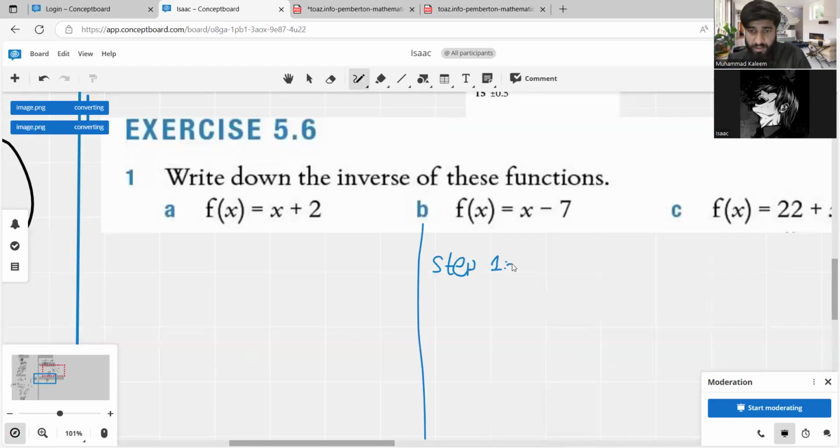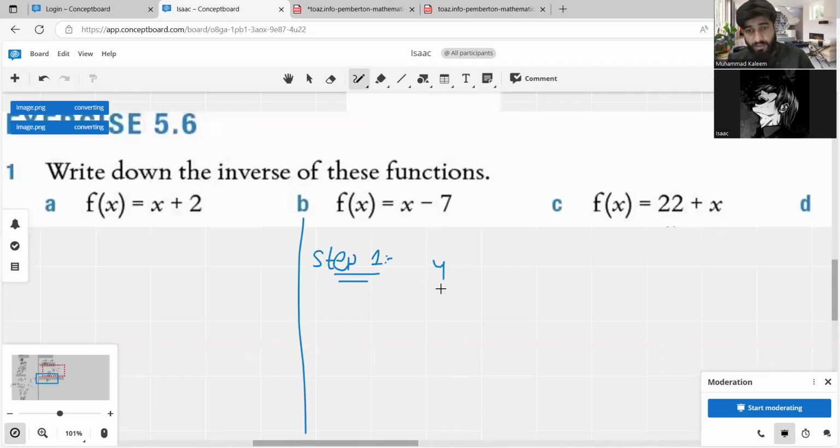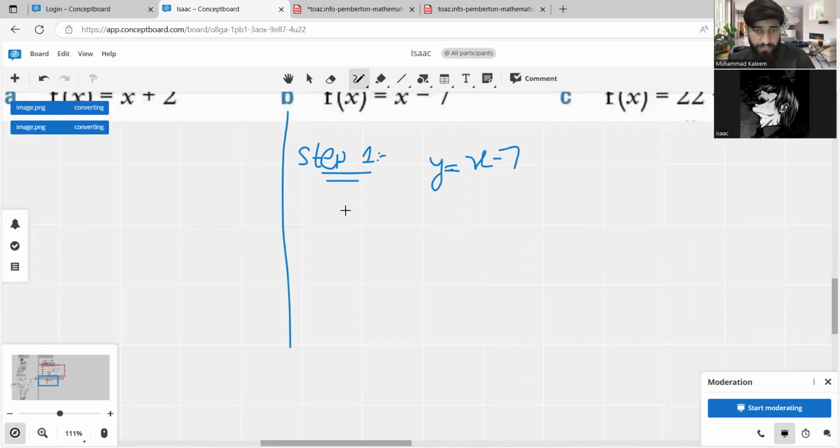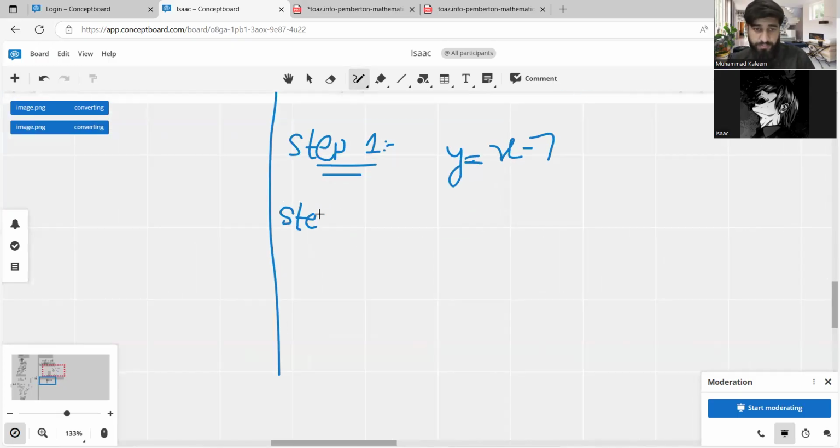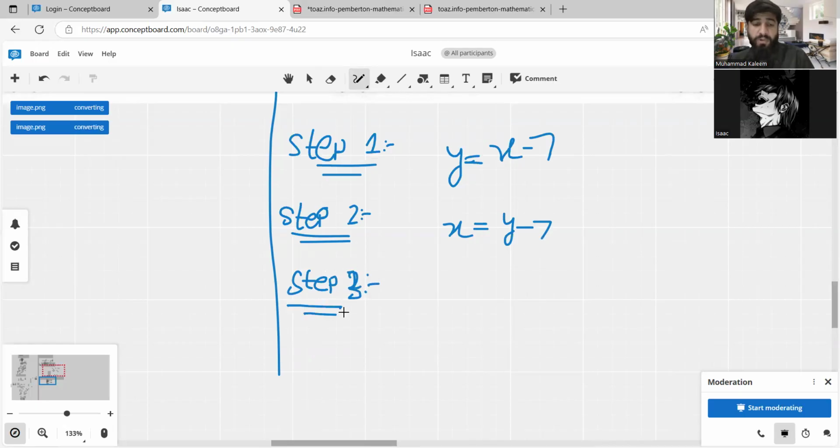Step 1 is just replace the f of x with y. So y will be equal to x minus 7, right? And then step 2. What's step 2? According to step 2, we have to interchange y and x. X will be replaced by y, and y will be replaced with x. So x equals y minus 7. Wherever we have x, it will be replaced by y, and wherever we have y, it will be replaced by x. Step 3. Now rearrange this formula for y.